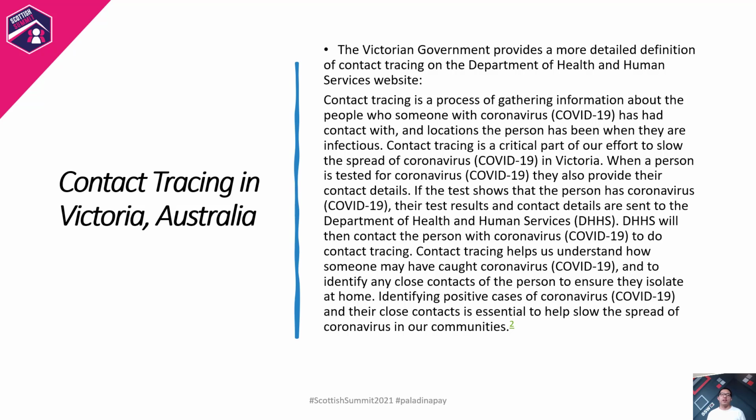So what is contact tracing? The World Health Organization has its own definition, but the definition from the Victorian government highlights a keyword: location. It says contact tracing is a process of gathering information about people who had coronavirus, who they had contact with, and the locations the person has been when they are infectious.